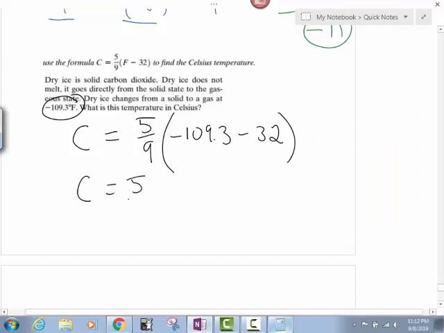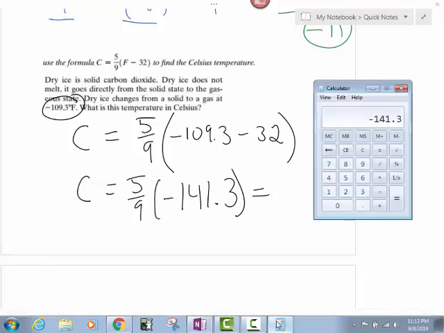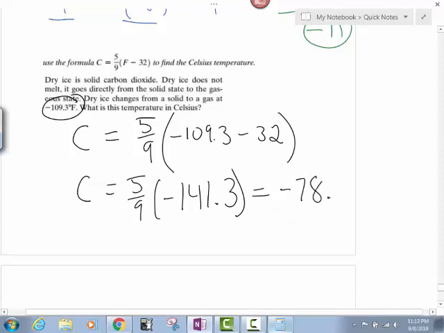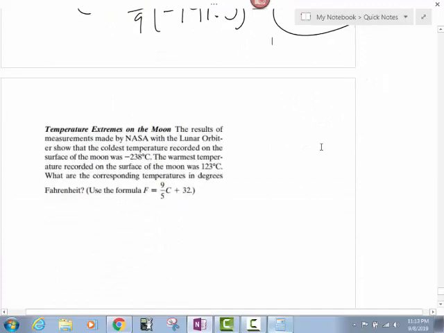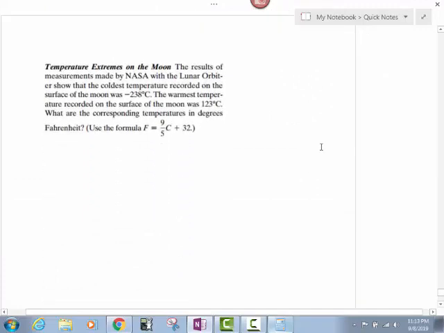So C equals 5 over 9 times negative 141.3. Okay. Now, guys, because I do have a decimal here, I'm going to go ahead and use everything in decimals. So my next step, let me go ahead and multiply it by 5, and then we'll divide it by 9. So we're going to go times 5 equals, divided by 9 equals negative 78.5, okay? Negative 78.5. So that's our temperature in Celsius, okay? Let's go ahead and scroll down to the next problem.